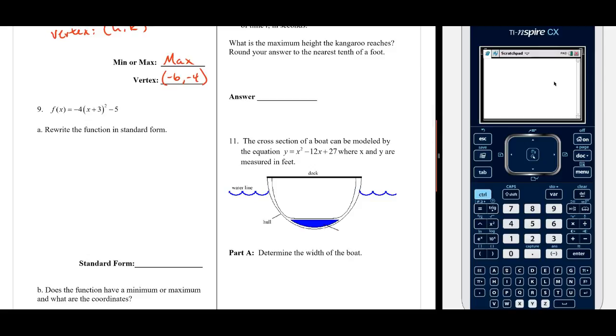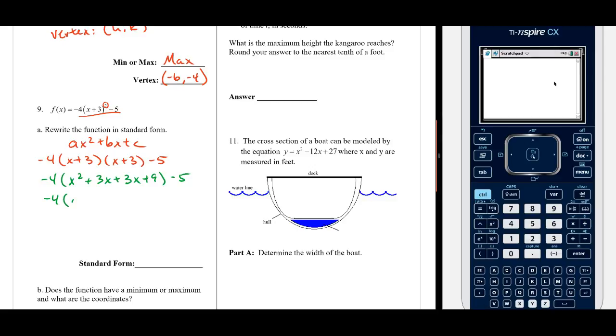Number 9, rewrite the function in standard form. We're going to do that by expanding this guy out. Standard form is ax squared plus bx plus c. So as we do that, we get negative 4 times x plus 3 times x plus 3 minus 5. That's what it means to square something. And so I get negative 4 times x squared plus 3x plus 3x plus 9 minus 5.